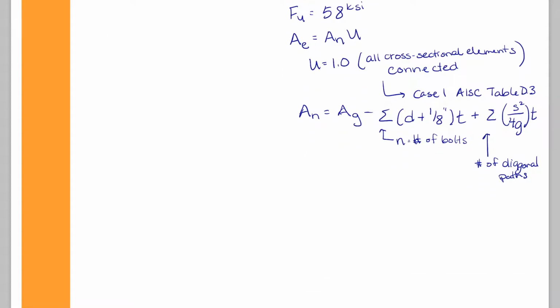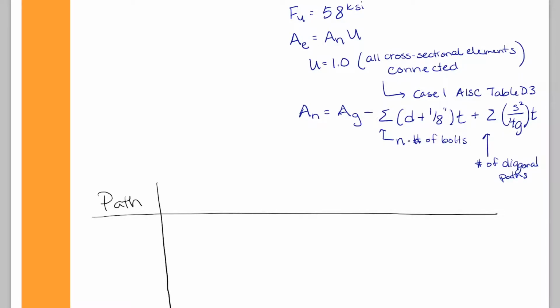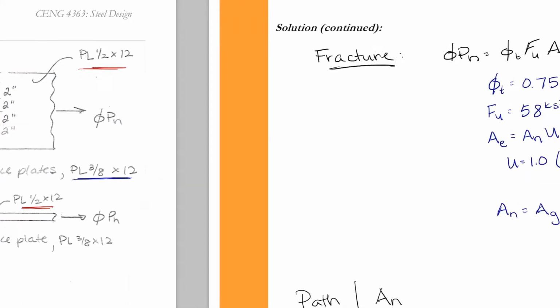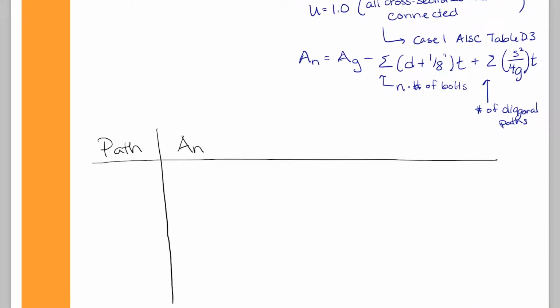All right, so let's go back to our connection. Before I do that, I want to set up a table. So let me set up a table here. And I want to consider different paths, and I want to consider our net area along those paths. All right, so we come back and we first look. We said we guessed path A, B, C, D, E. They're colored in red. And so that'll be the first path we check. So A, B, C, D, E.